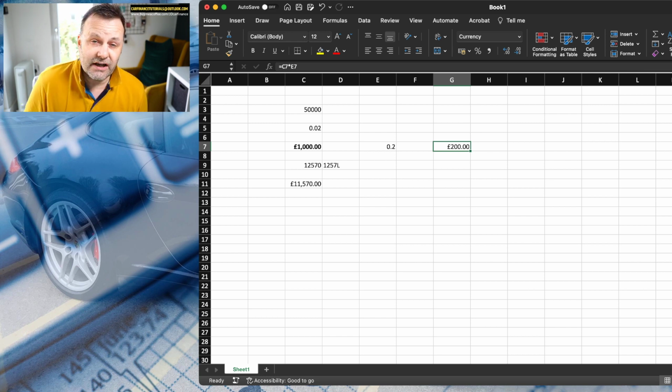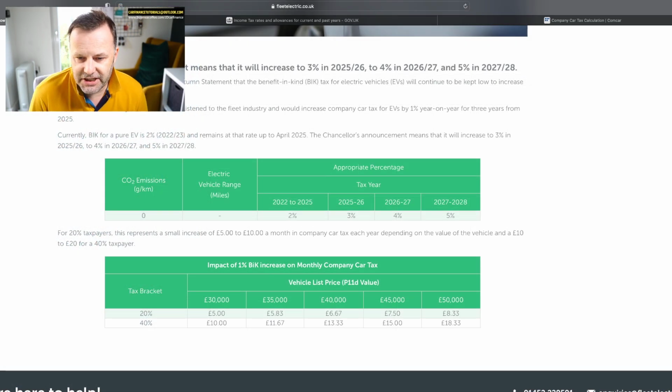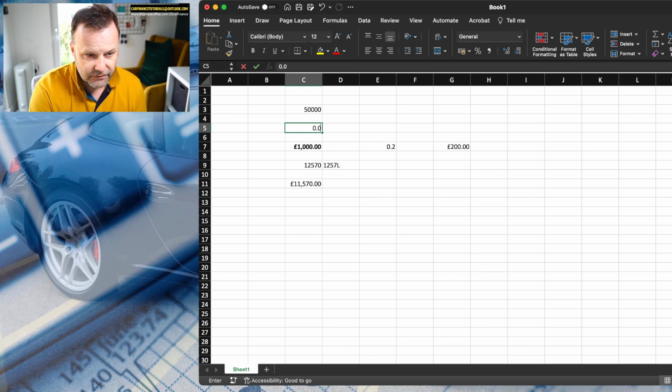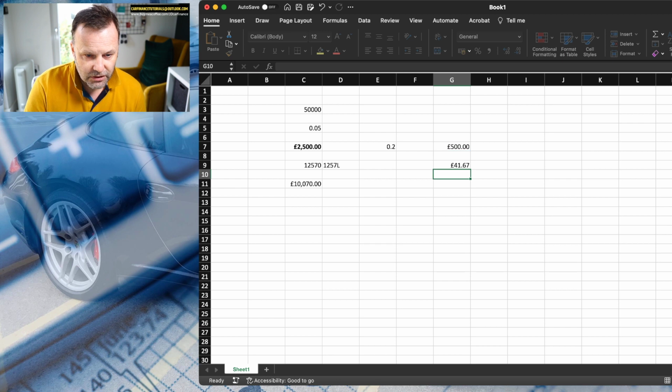And that's why they are so good value at the moment. Now, obviously, when we get to 27-28, it's going to go up to 5%. So if we put that into the spreadsheet, if we change that to 0.05, it's going to cost us £500 a year if we're a 20% taxpayer. So what's that per month? That is that over 12, which is £41 a month.